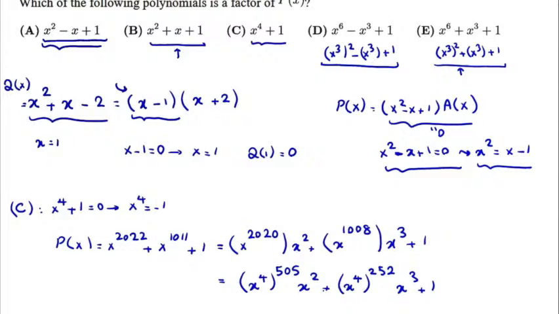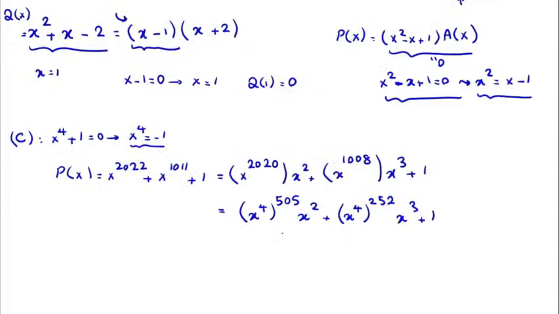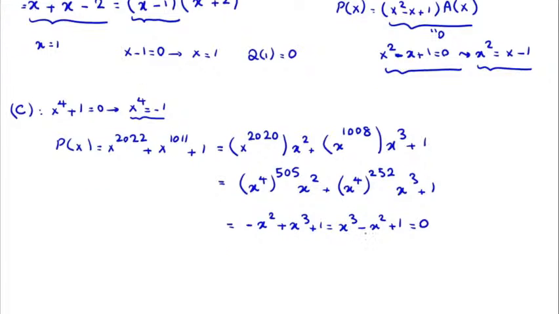And then if you replace x to the 4 with negative 1, here it will be negative 1 to the power of 505, which is negative 1. So it will be negative x squared plus x cubed plus 1. So it will be x cubed minus x squared plus 1. We want to check, is it 0 or not? If it is 0, then the problem will be solved. We want to see, can we reach a contradiction or not?